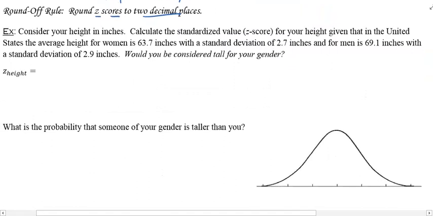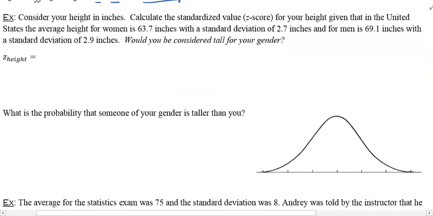Now, here's an example. Consider your height in inches. Calculate the standardized value z-score. So they want us to find the z-score for your height, given that in the United States, the average height for women is 63.7 inches with a standard deviation of 2.7 inches. We're using population because this is in the United States. As for men, the average height is 69.1 inches with a standard deviation of 2.9 inches. Would you be considered tall for your gender?